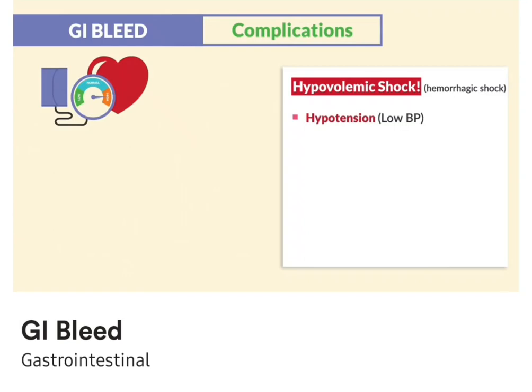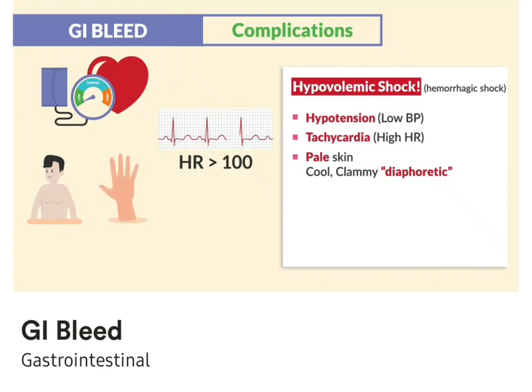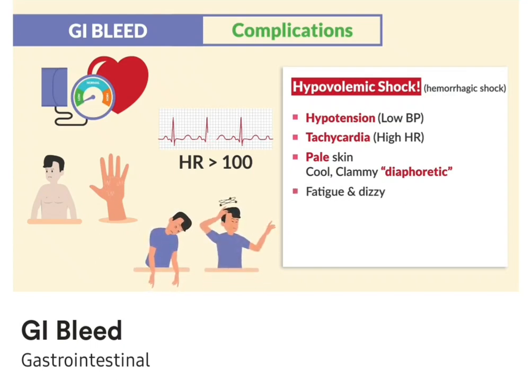So the key signs to know for the NCLEX, for really any type of shock, is hypotension here, low BP, tachycardia, that high heart rate, as well as pale skin, known as cool or clammy, and even diaphoretic, that sweaty skin. We'll also see our clients have fatigue and dizziness due to that lack of oxygen there.